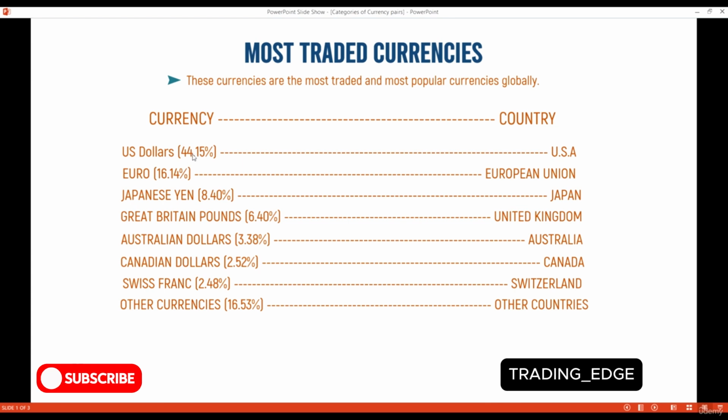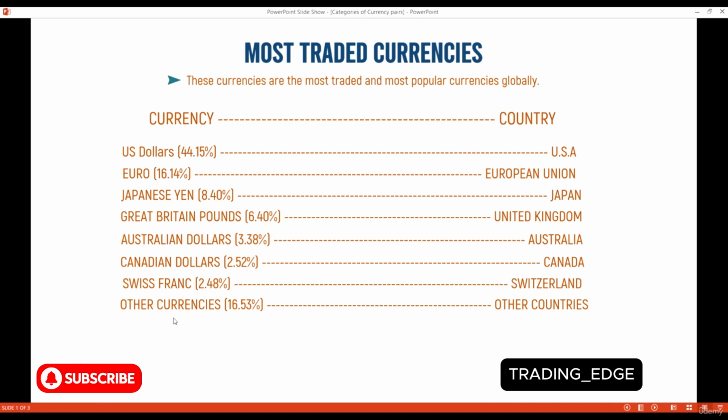We have the US dollar at 44.15%. We have the euro at 16.14%. We have the Japanese yen at 8.4%. We have the Great Britain pound at 6.4%. We have the Australian dollar at 3.38%. That's percentage of global trade. And then we have the Canadian dollar, 2.52%, Swiss franc, 2.48%, and then we have other currencies.